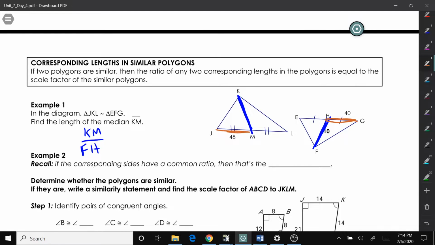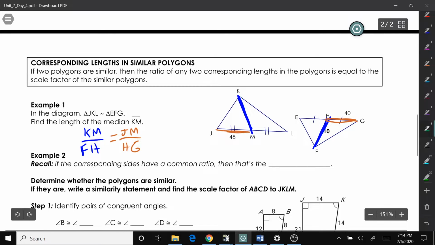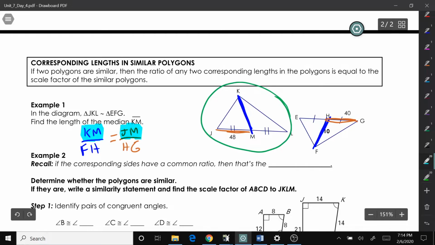Well, what we need to do is say, okay, JM is 48. Let's just write it down first. JM over HG. And again, the order does matter. You'll notice that JM is in this triangle, and so is KM. And those appear on the top of both of my fractions. Again, it's just the way I like to do it. It makes things easier for me.